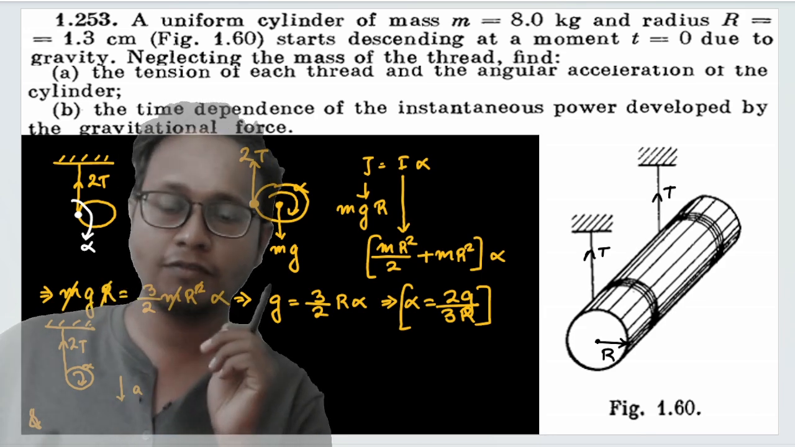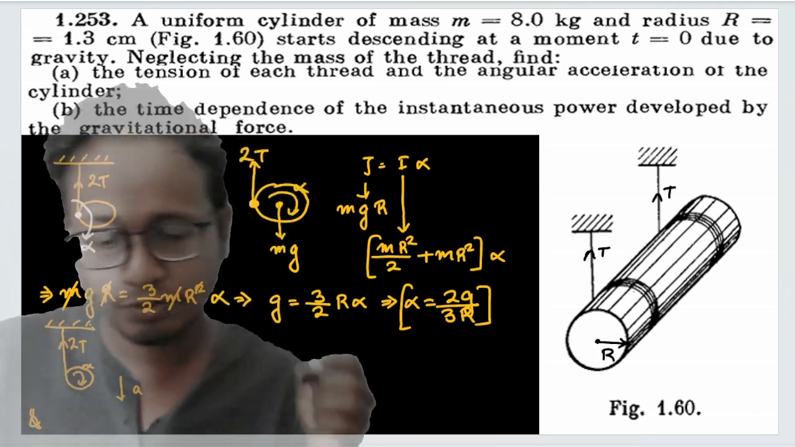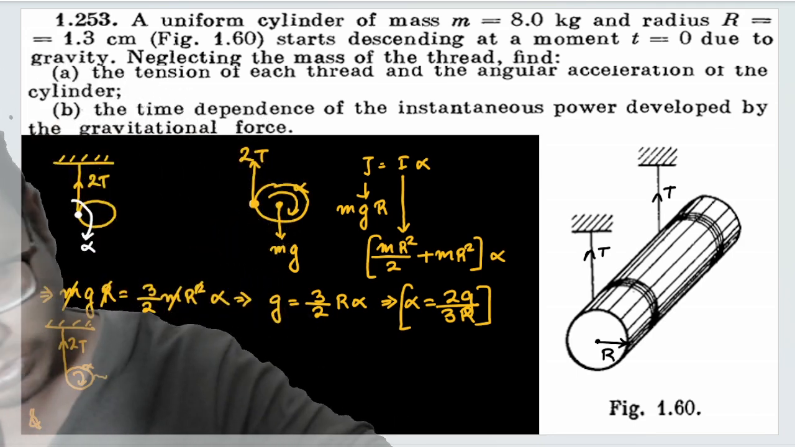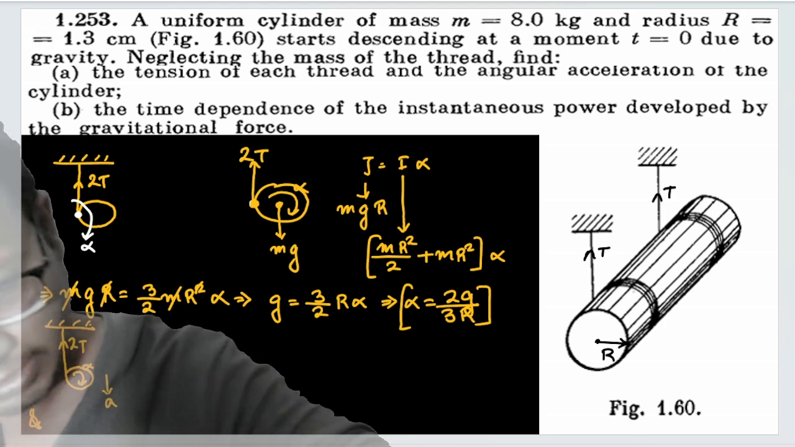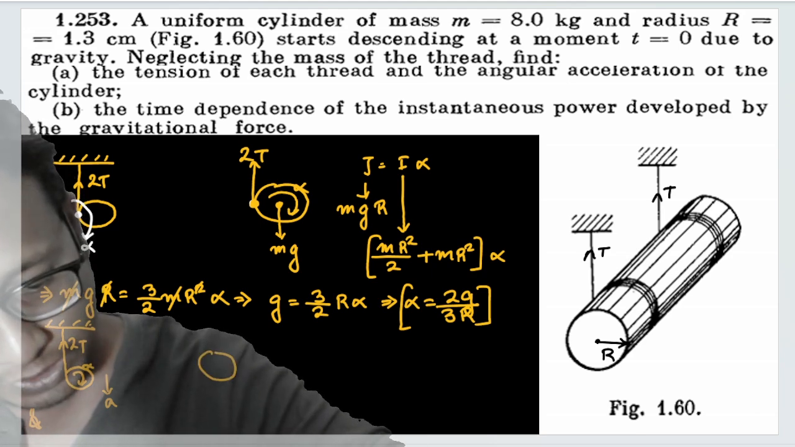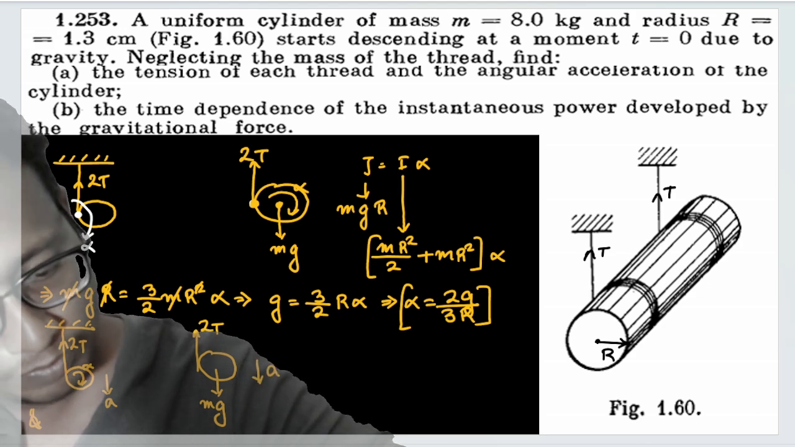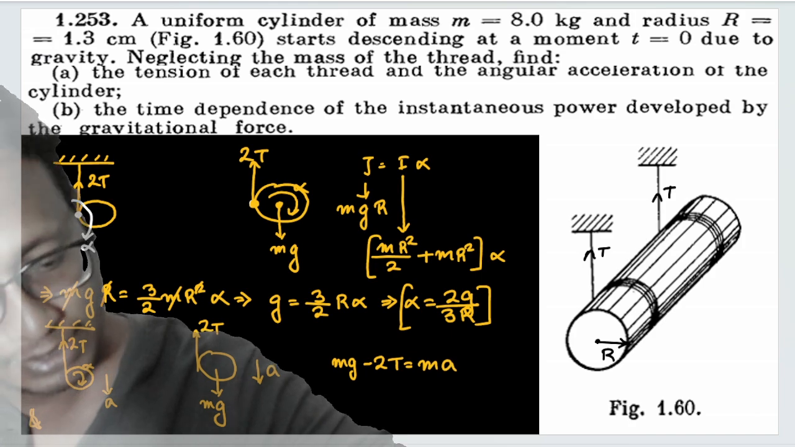Now, from the ground frame of reference, if I apply the linear equation, that means net force is equal to mass into acceleration. So out here, this is A. If I draw the forces, what are the forces? 2T and mg. Are there any other forces? No. So mg minus 2T is equal to mass into acceleration.